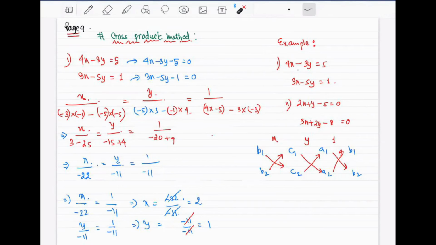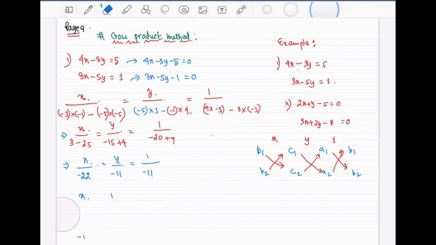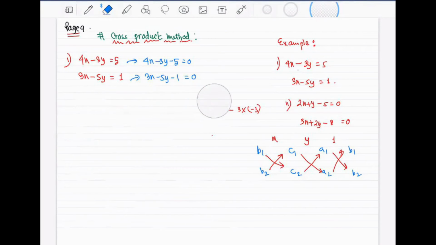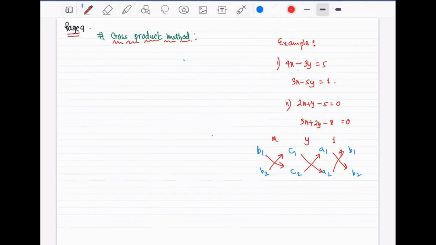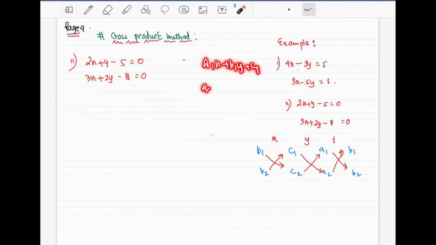Second one, let me solve it again. Let me take up the equation Roman number 2 that I'm just giving here as one more example. So here look, Roman number 2, we have got twice x plus y minus 5 is equal to 0. Twice x plus 2y minus 8 is equal to 0. Okay, the right hand side is free of any number of variable. That's what we wanted, right? We wanted a1x plus b1y plus c1 or a2x plus b2y plus c2.